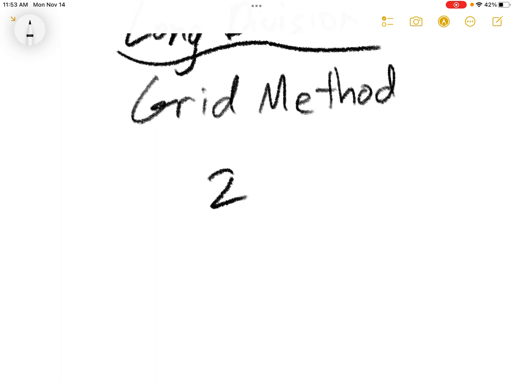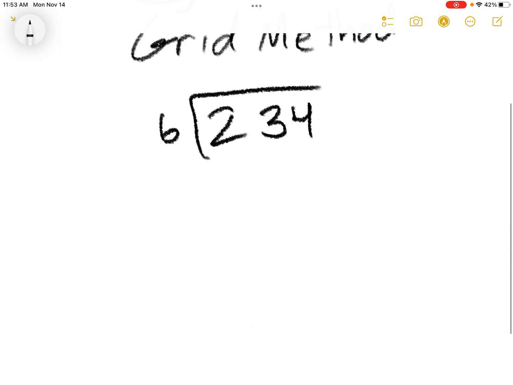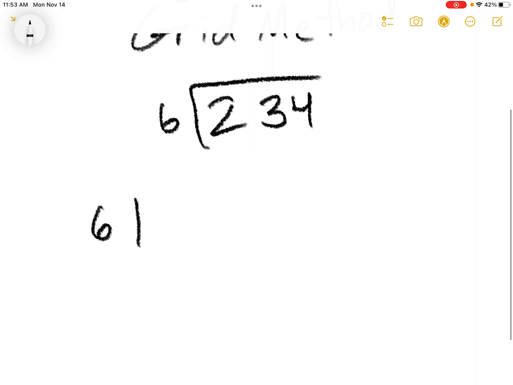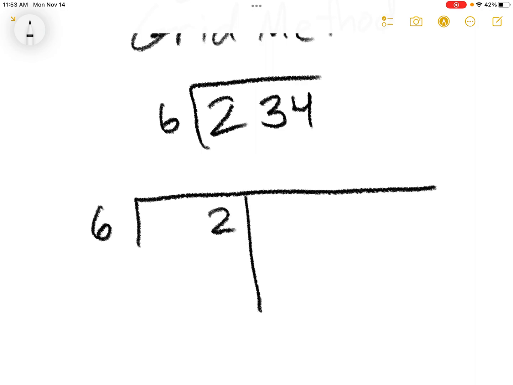So I'll start with something small here. 234 divided by 6, okay? So if that is our typical strategy setup, all we're going to do for grid method is just stretch it out. You can never give yourself too much space with this method, but if you don't give yourself enough, you could have some issues. Okay, so we still ask ourselves the same thing.